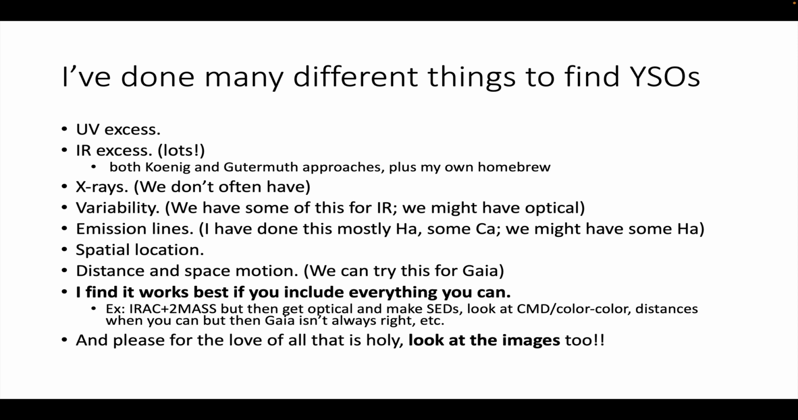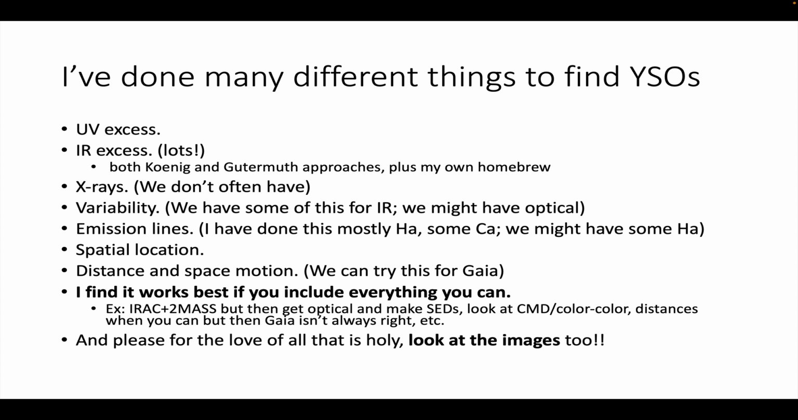There's emission. I've used emission lines. I've done this mostly using H-alpha, some calcium emission, but depending on what target we pick for NITARP teams, we might have some H-alpha available through IPHAS. Spatial location is pretty important. Distance and space motion, if you have it. If we've got Gaia data for our targets, then we can use distance and space motion.